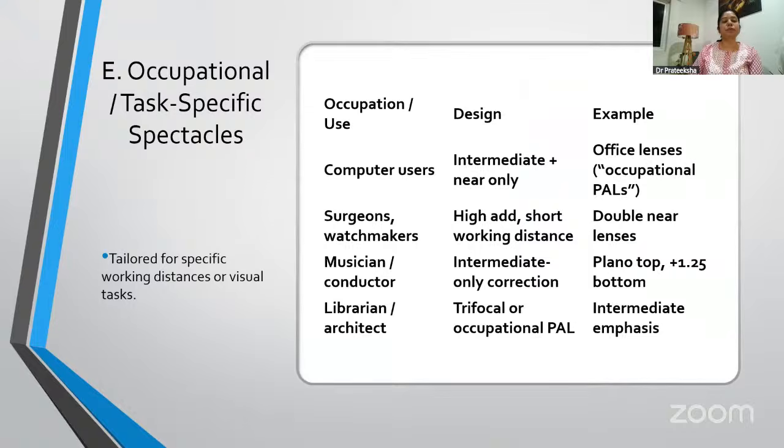Occupational task-specific spectacles, tailored for specific working distances for visual tasks. For computer users, we usually need intermediate plus near. These are the office lenses. Then for surgeons and watchmakers, we need high add, short working distance, almost double the near lenses. For musicians and conductors, intermediate only, plano on top up to 1.25 at the bottom. Librarians and architects: trifocals, occupational lenses, intermediate emphasis.